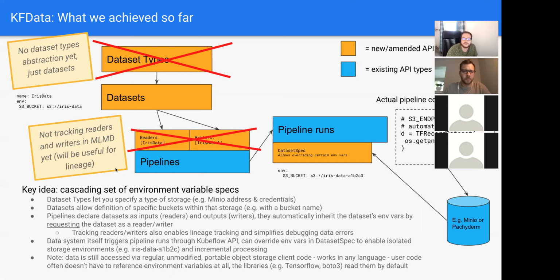That will be useful for lineage tracking, like I said, in the future, but we don't quite have that yet. So that's still on the roadmap. But we do have everything else here. So we have this new datasets type. We have pipelines being able to consume datasets, and we have pipeline runs that can be triggered with a kind of an override showing which piece of data needs to be processed to achieve incrementality.